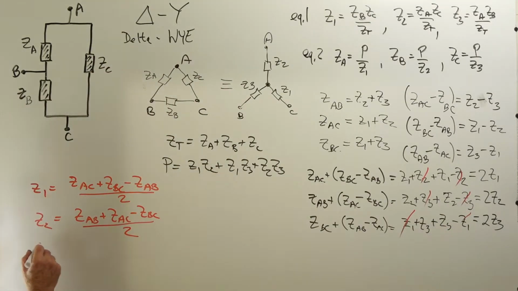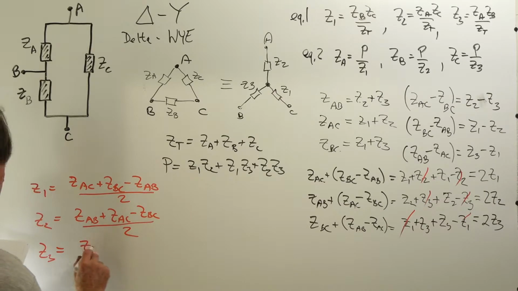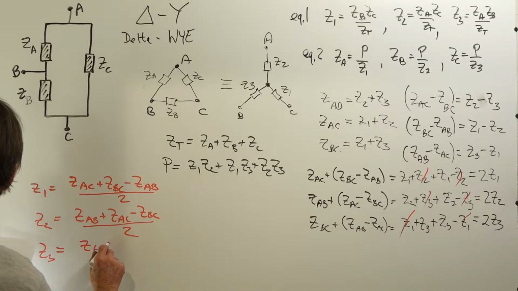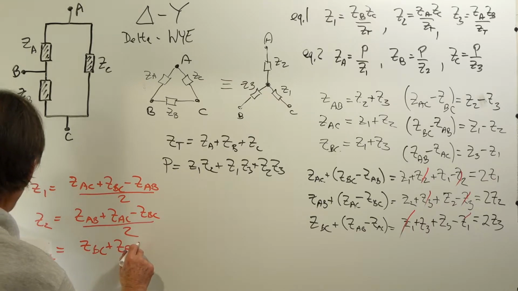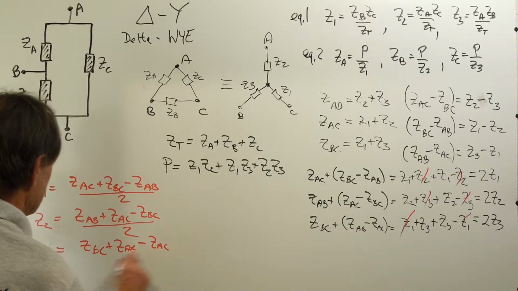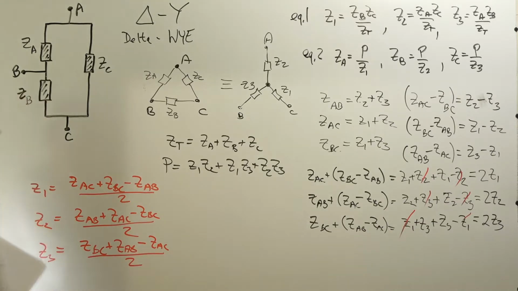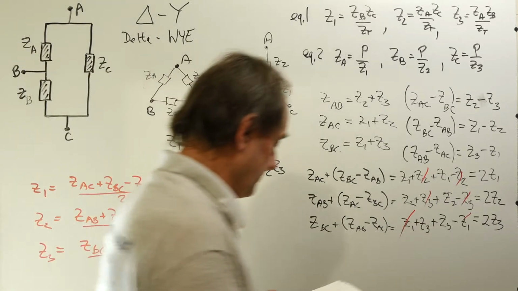And then Z3 is ZBC plus ZAB minus ZAC, all over 2. So that's our solution.